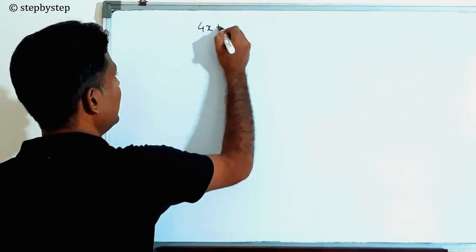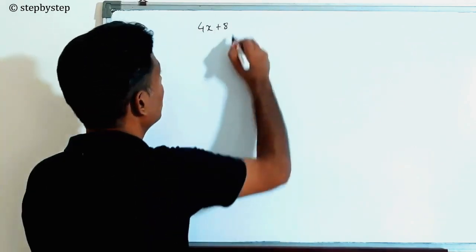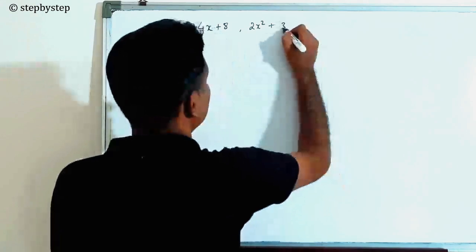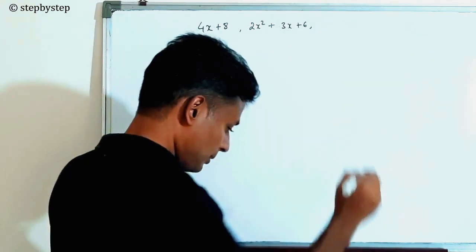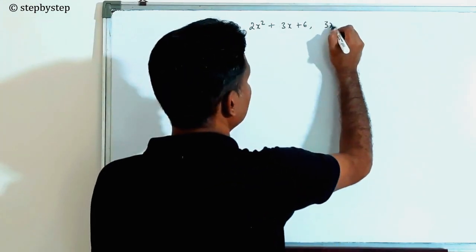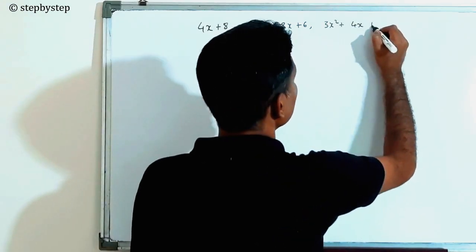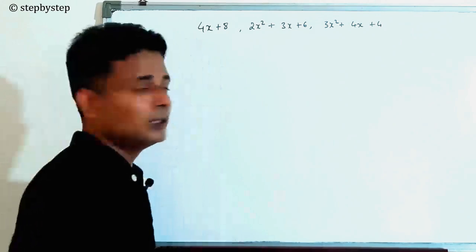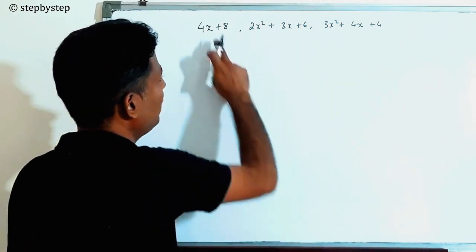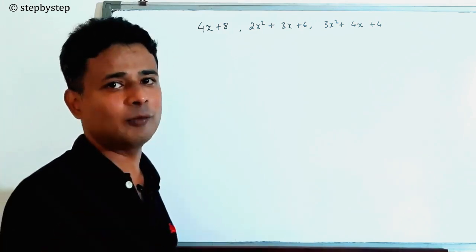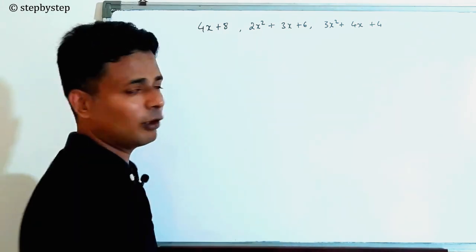Now the first question in the test: find x if 4x plus 8, 2x square plus 3x plus 6 and 3x square plus 4x plus 4 are in AP. So they have said these three are in AP, we have to find the value of x. So one unknown, we just need one equation. So how do we make an equation out of this?